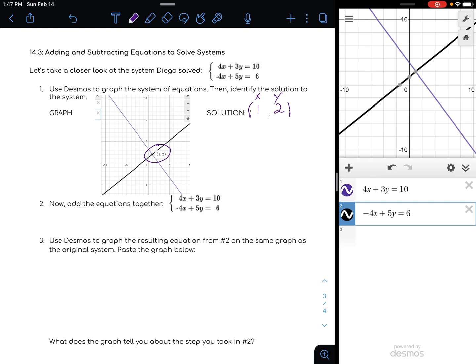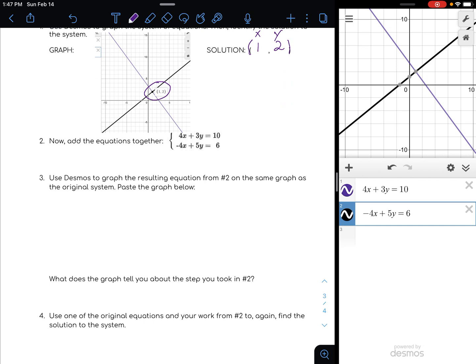All right, so now let's see how that would work with our method. All right, so we're going to add these two equations together like we were doing on the last page. And remember, if we add these equations together, that means 4x plus negative 4x. Okay, so those become 0. 4x plus negative 4x would be 0. 3y plus 5y would give us 8y, and 10 plus 6 would give us 16. So that eliminates the x. We're left with 8y equals 16.